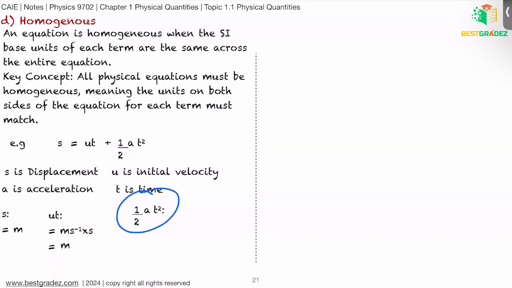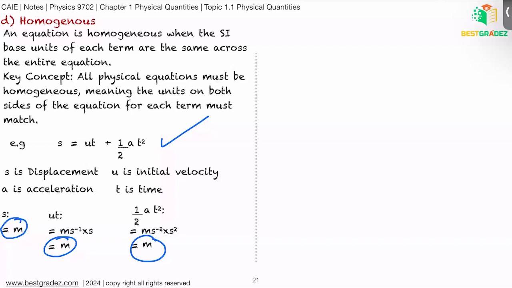ठीक है? देख लेते हैं half at square. Half has to be ignored. Acceleration is meters per second square. Time square is s square. If I simplify, what do I get? s^-2 and s^2 cancel out, and I get meters. So if each term has the same base unit, we can say an equation is homogeneous. ठीक है? Simple term है जो कि बताता है कि if every term has the same base unit or not. Whichever formula you pick in physics, it is going to be homogeneous no matter what. ठीक है? इसका left right equal होगा. अगर कोई third term है वो भी equal होगा.